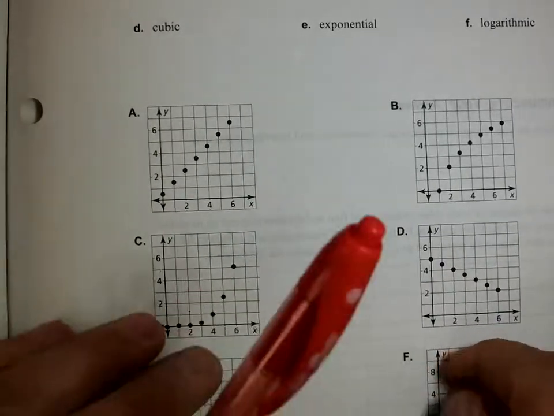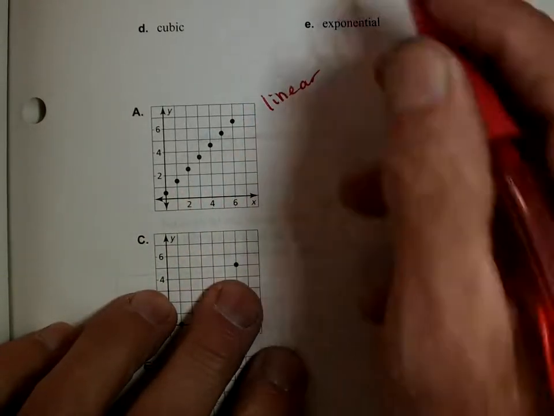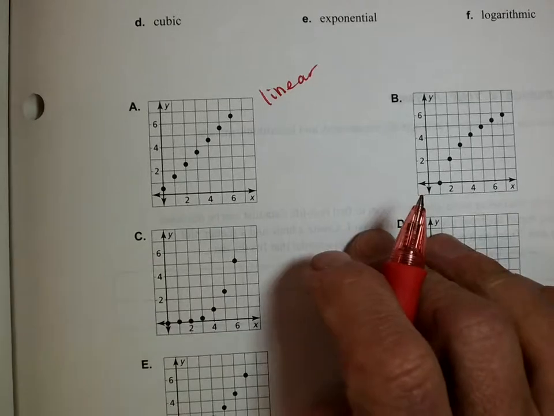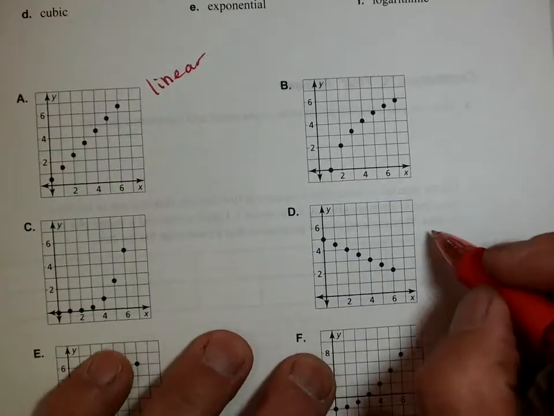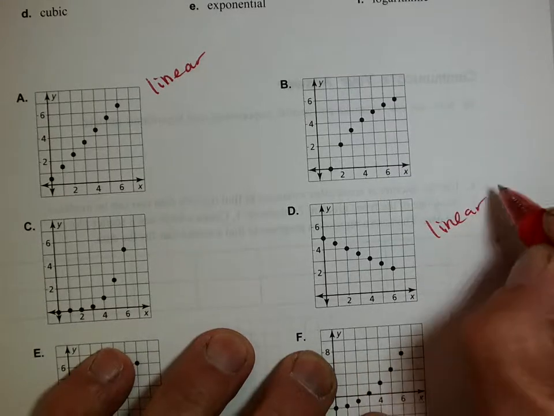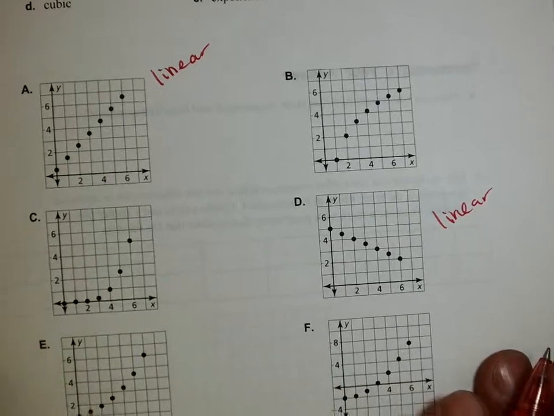Okay, so I agree. A is linear with positive slope. Completely agree. Now, how do you know it's linear? Straight. Good answer. Okay, what else do you see? D is linear also with a negative slope, right? Okay, now, what do you know about any of the rest?